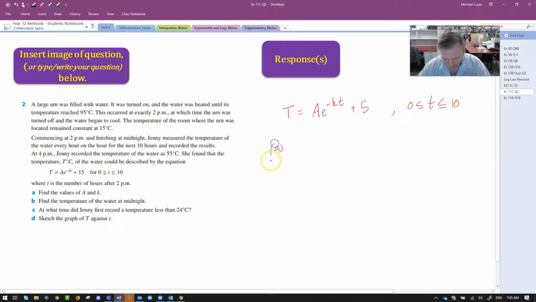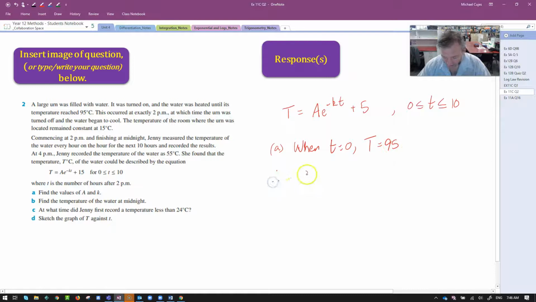All right, well, let's do this first. We know some information, don't we? We know that at 2 p.m., and this time is measured as the time after 2 p.m., the temperature was 95 degrees. So when t equals 0, capital T equals 95.